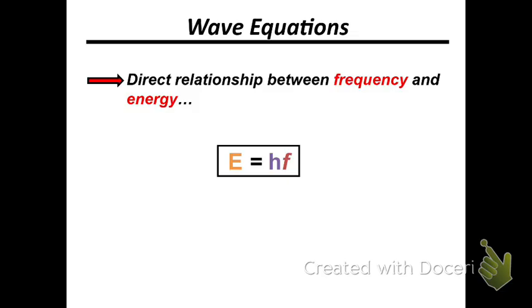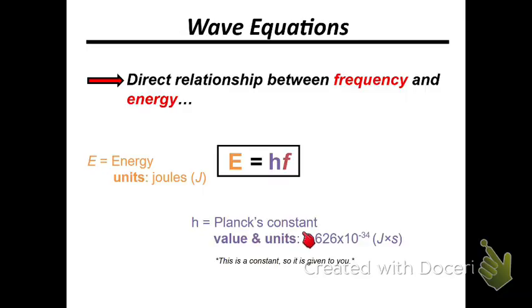Capital letter E stands for energy, and we measure energy in the unit joules, represented by a capital letter J. The h is Planck's constant. The value and units is 6.626 times 10 to the negative 34th joule seconds. So this is also a constant like the speed of light, so this will also be given to you. You don't need to memorize it. And then, of course, f is still frequency, and it's measured in hertz.